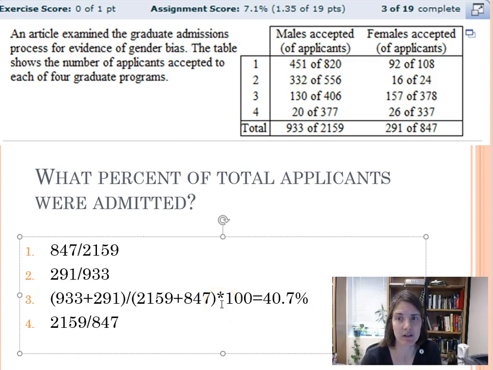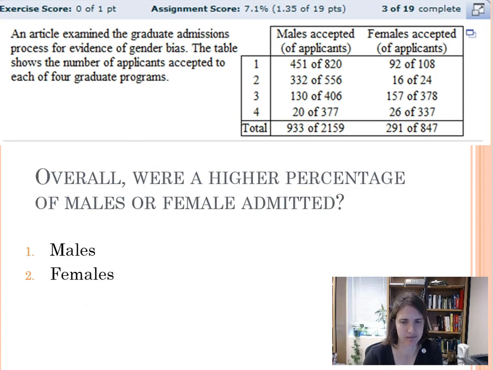We're going to compare this to the overall acceptance rates for male and for female participants to see how it's different. We want to determine who has a higher percentage acceptance rate, men or women, and we're just going to look at it overall. So we're going to look at the total acceptance rate for males and then again for females.